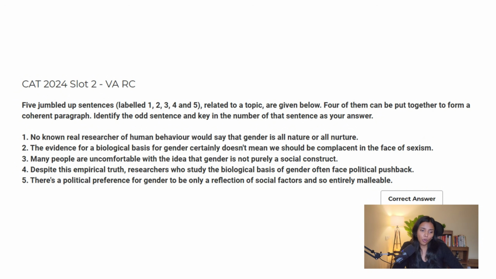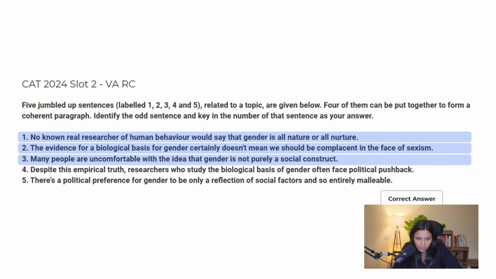Now let's try to find the opening sentence just like in parajumbles. And the goal is to find the sentence that explains an idea broadly. Sentence 1: No known researcher of human behavior would say that gender is all nature or all nurture. It is a debate or an opening line and broad. Could be an opening sentence. Let's see option 2: The evidence for a biological basis of gender certainly does not mean we should be complacent in the face of sexism. Does not feel like a starting sentence.